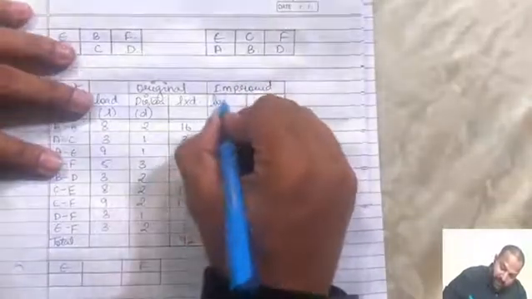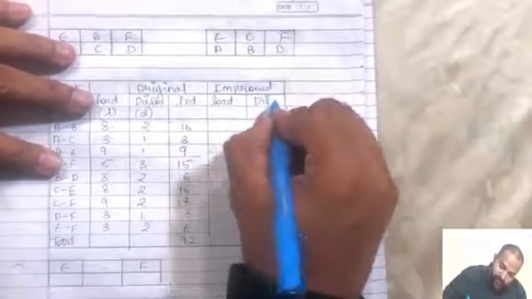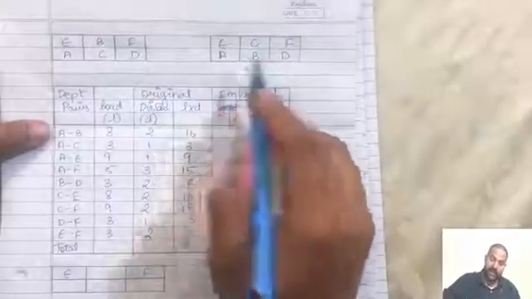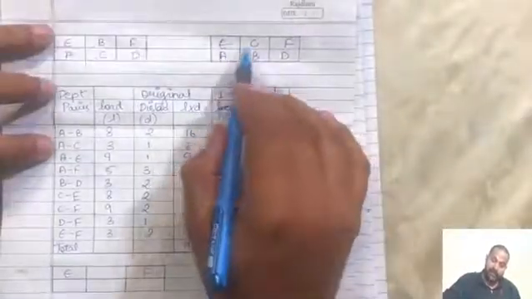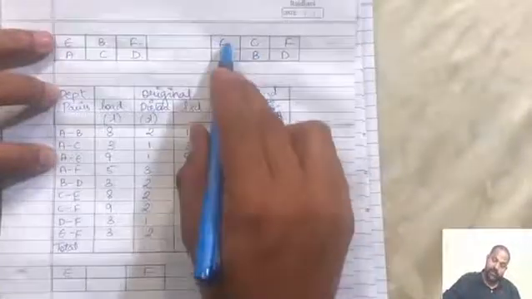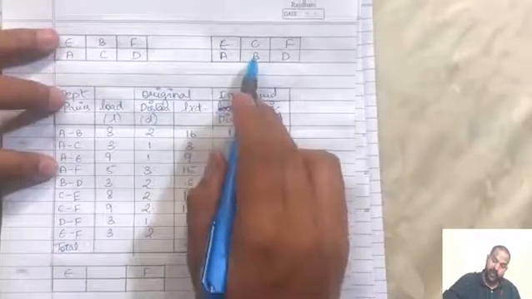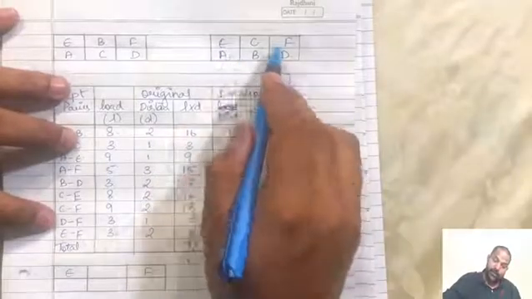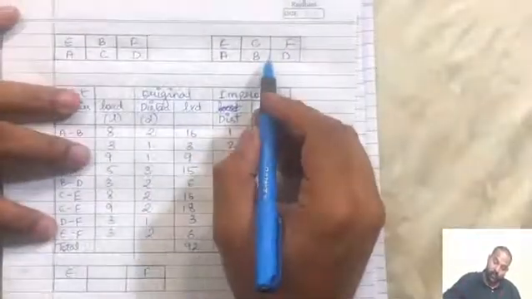I will again find load and I will find distance and I will find L into D. Load will remain the same. New distances: A to B is 1 hop away. A to C is 2 hops away. A to E is 1 hop away. A to F is 1, 2, 3 hops away. B to D is 1 hop away. C to E is 1 hop away. C to F is 1 hop away. D to F is 1 hop away. E to F is 2 hops away.